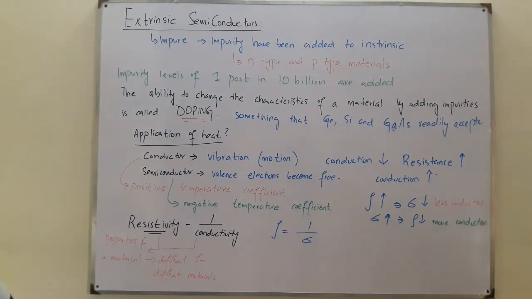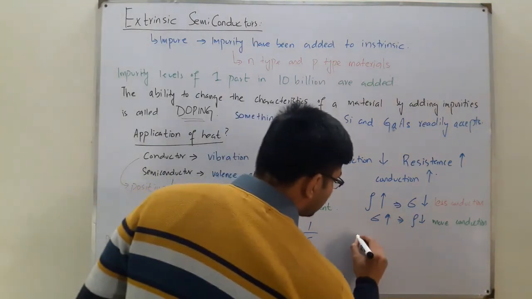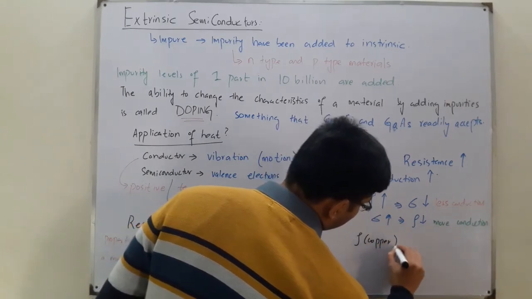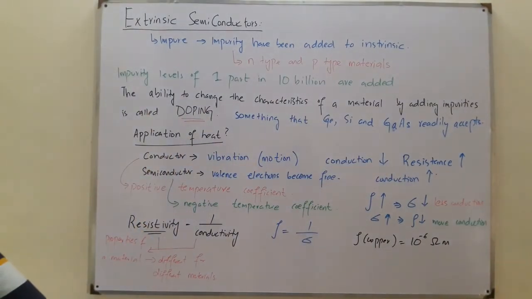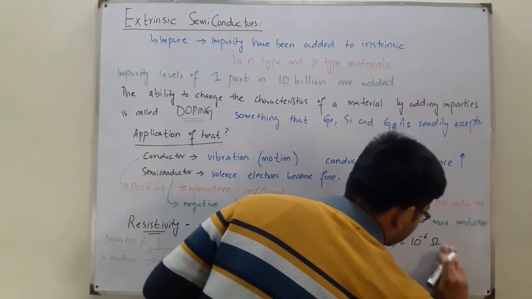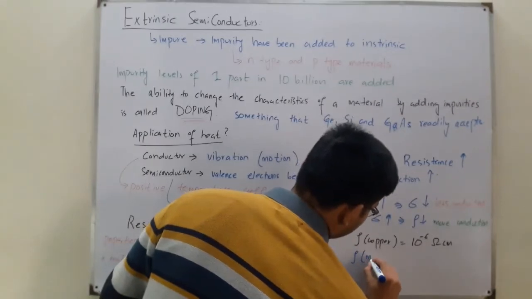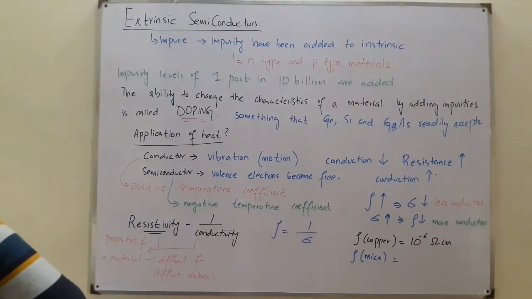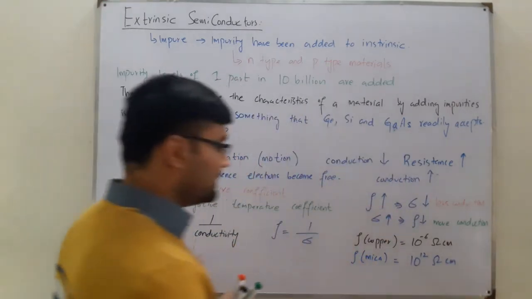And we have some figures over here for conductors, especially copper. The resistivity of copper is 10 to the power negative 6 ohm meter. Ohm centimeter, right? This is in ohm centimeters. So this is a very low value, right? Now similarly for insulators, the example of mica is given. The resistivity of mica is given over here, it's 10 raised to the power 12 ohm centimeter, which is a very high value.